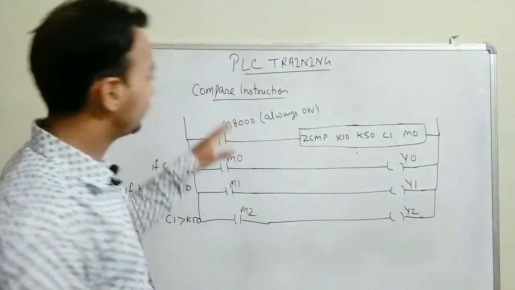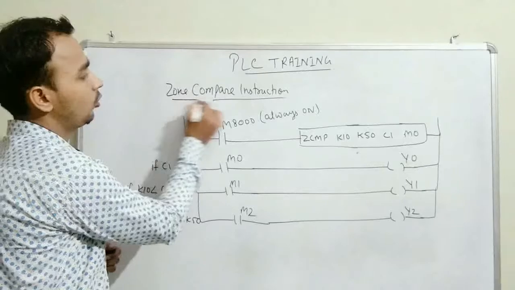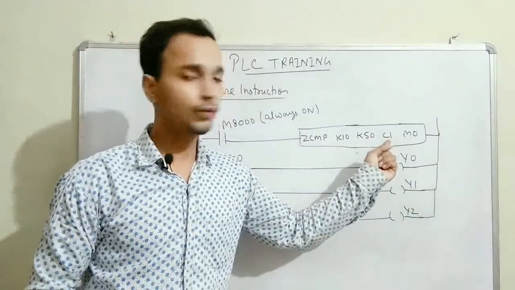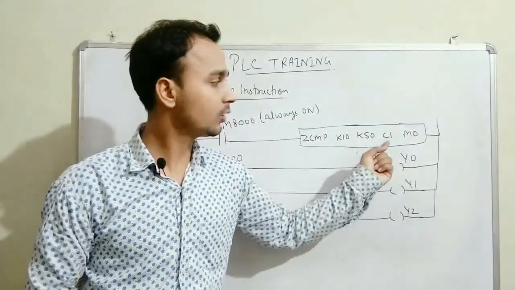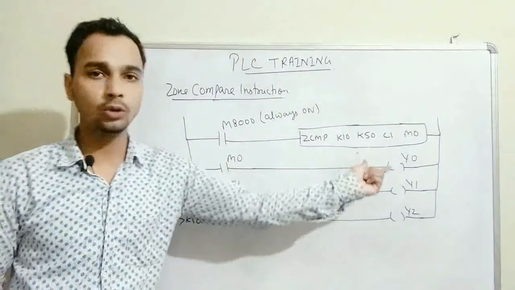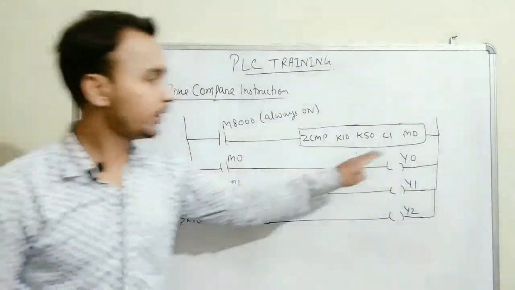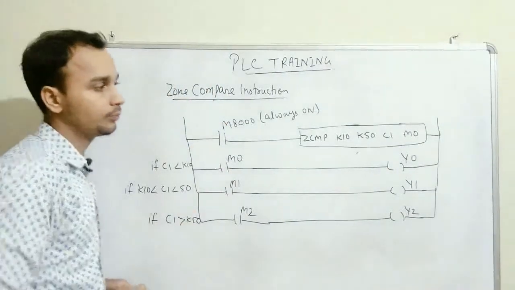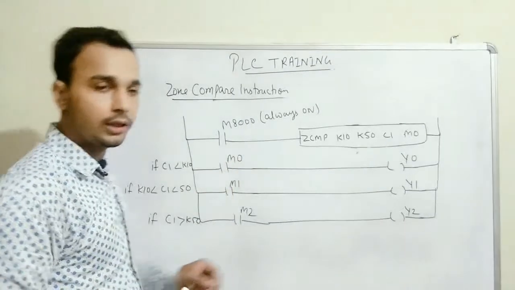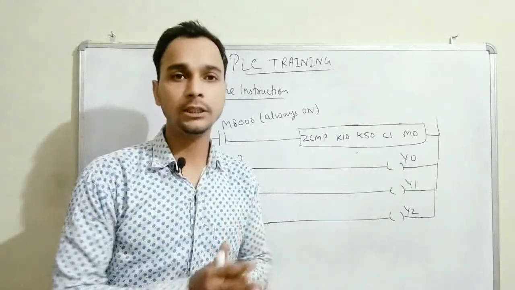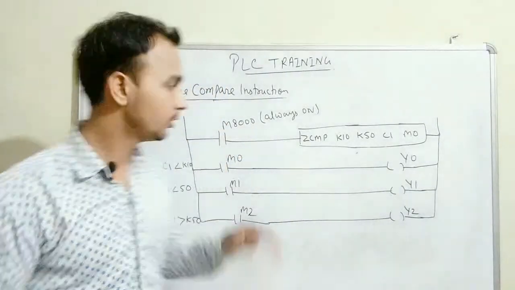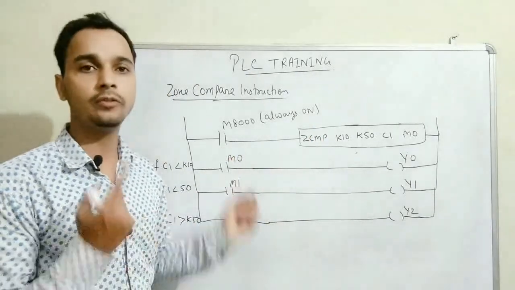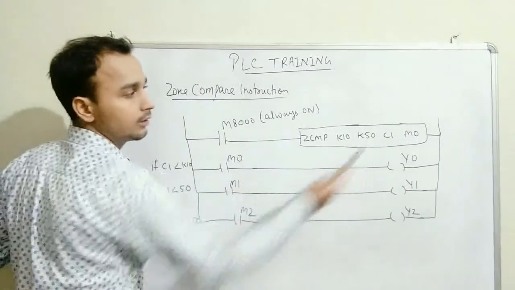So next is zone compare. What is zone compare? Here we have a zone, and according to this zone the counter's value will vary, through the three bits already connected with zone compare: M0, M1, M2. So there is a zone for C1. Let's understand this program. M8000 is a special bit in the PLC; in Mitsubishi PLC it is an always-on bit.